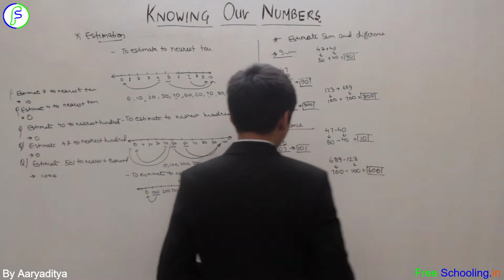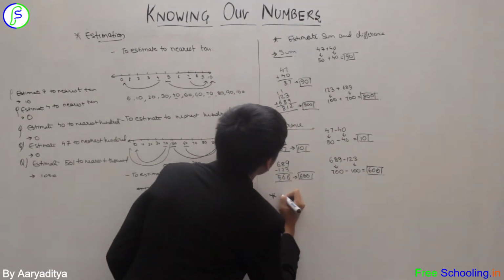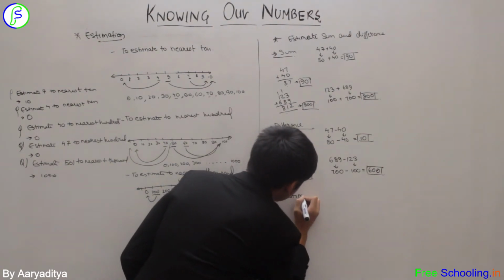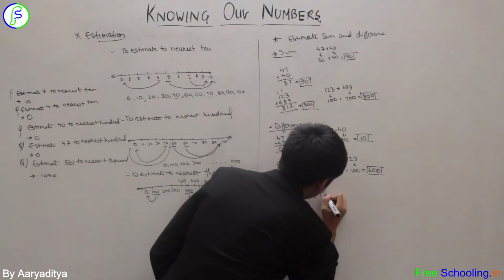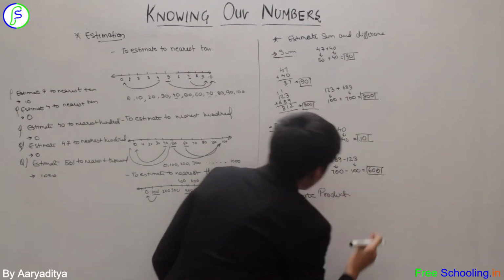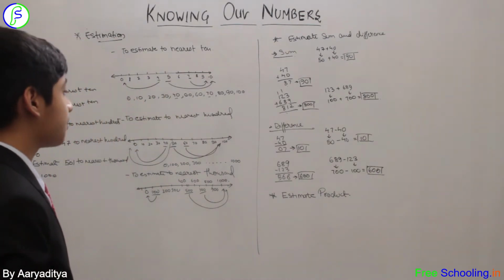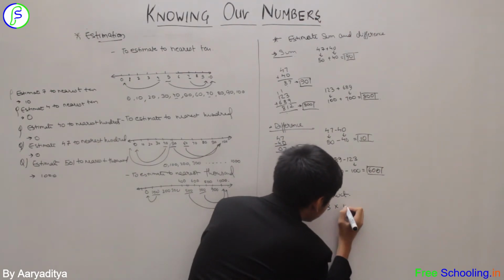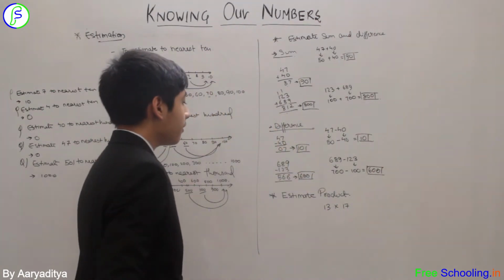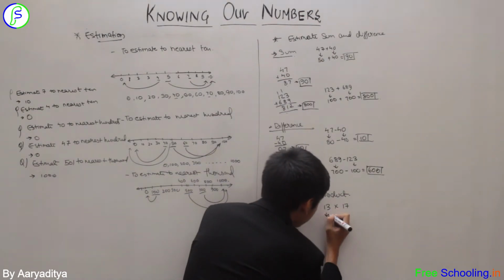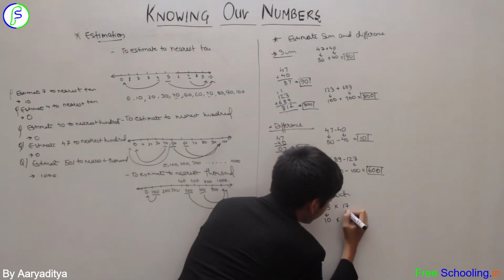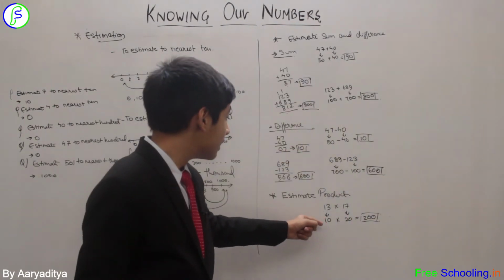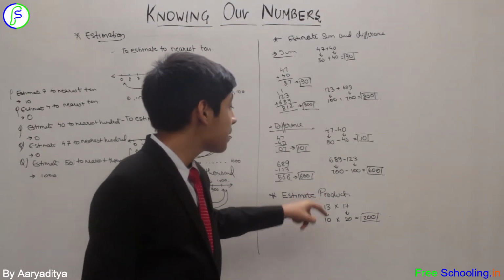Now let us come on to the estimation of product. Okay, so the next heading would be estimate product. So now let us take a simple example for the start. Let me take 13 into 17. So what do we get by estimating it? Very easy. Estimating 13 to the nearest 10, we get 10, and estimating 17 to the nearest 10, we get 20. In total, we get 200. So this is the method through which we can take out the estimated product.